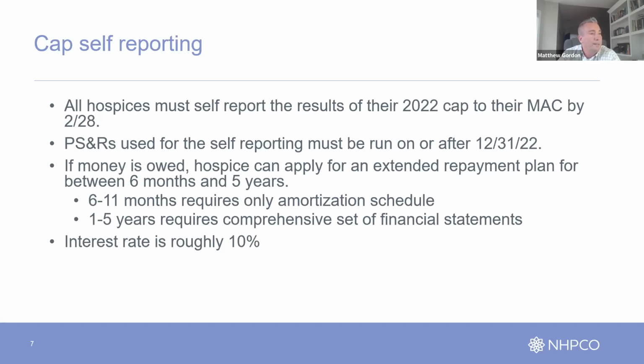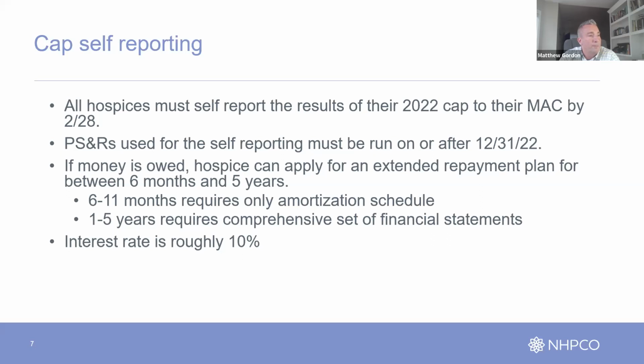And so you can run your PSNRs to use for the self-reporting anytime in that 2-month window, January and February. Beneficial to you to run it earlier rather than later, because as we'll talk about, CAP only gets worse over time. It's not a static number. This is a point in time measurement, and it will change. So the earlier you can run your numbers, the better the result will be. If you run your numbers and you owe money, you have an option to apply for an extended payment plan, which can run from 6 months up to 5 years.